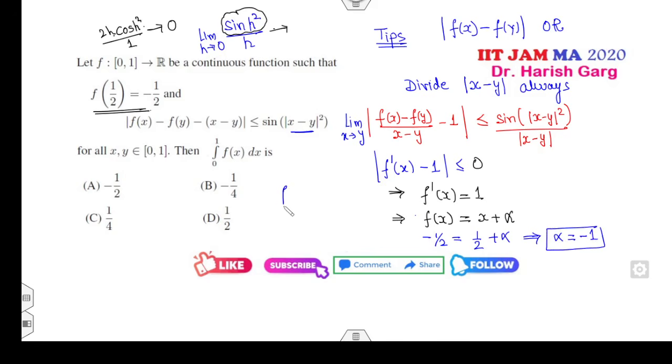तो आपका fx क्या हो गया? Your fx will be x minus 1. Fine. Now you can integrate them. What is the integration? x square by 2 minus x from 0 to 1. So 1 will be half minus half. That is A, the right answer of the problem.